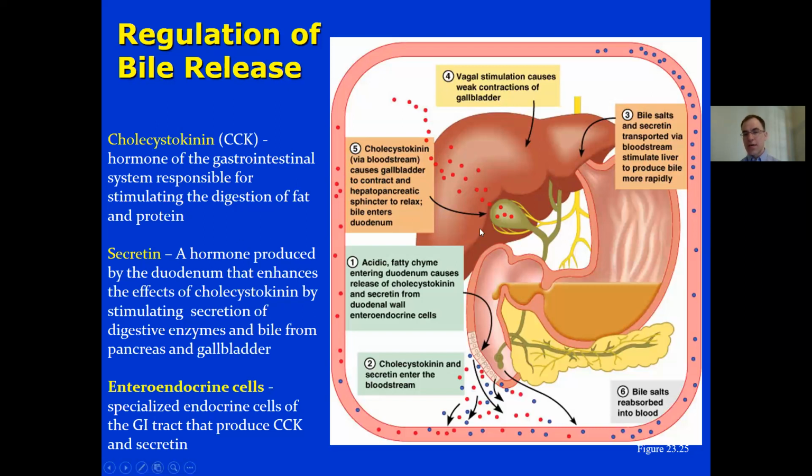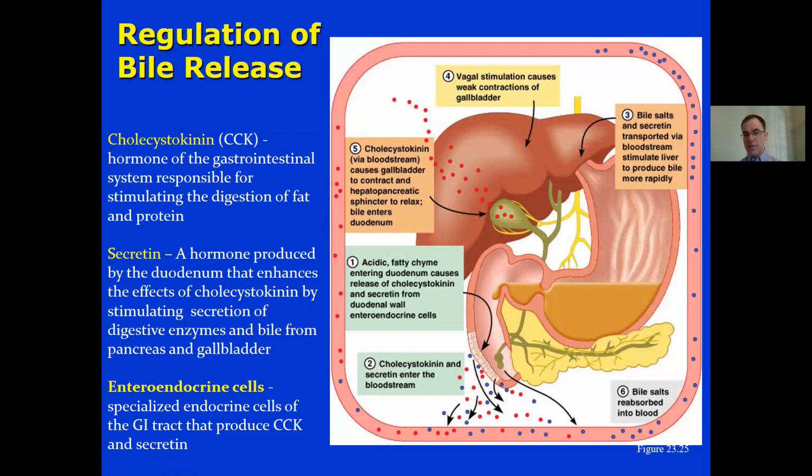And the idea now is that bile is going to make its way down to the sphincter, here into this hepatopancreatic sphincter, hepato from the liver, pancreas from the pancreas. And what's going to happen is that bile is going to travel down to the sphincter, and it's going to be released into the duodenum.